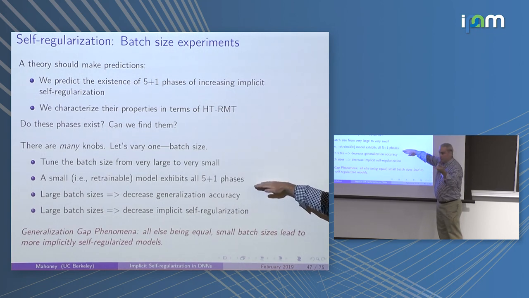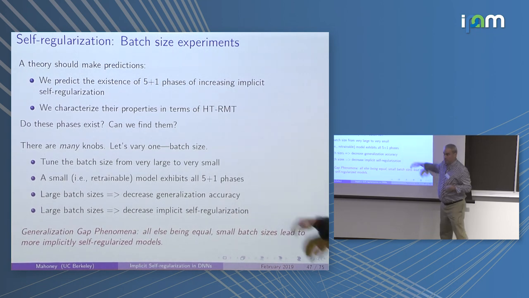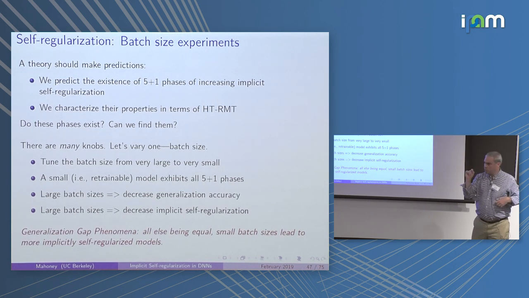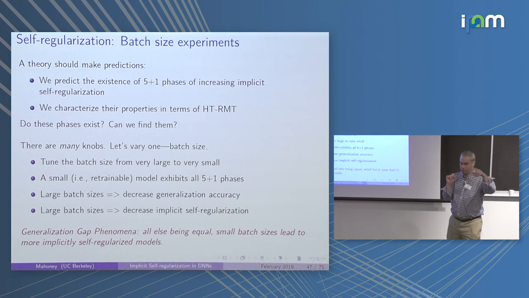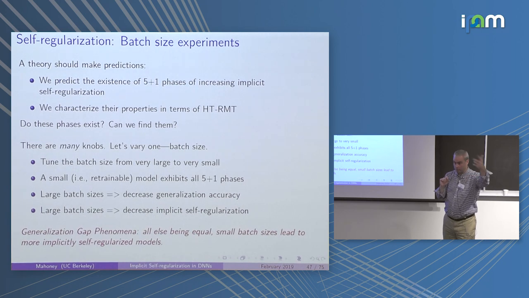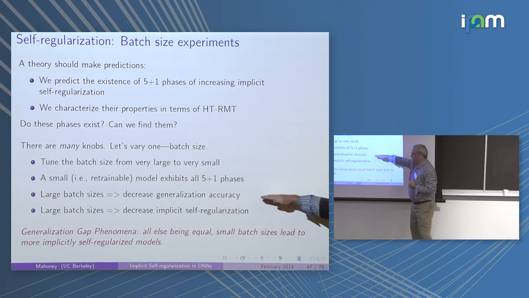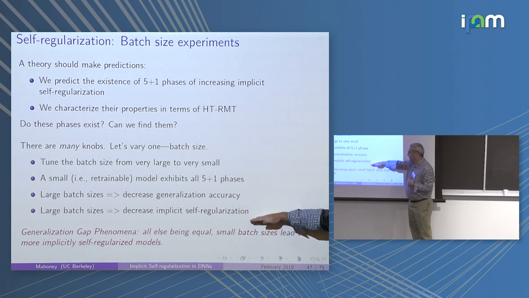Now we're actually retraining. So this is one of the only other places where we're training. And we're only going to change one knob. So if your goal is to do good prediction, we're going to be suboptimal. But if your goal is to understand something, this is a control. We're changing one knob. Large batch sizes decrease generalization accuracy, and what we'll see is that small batch sizes lead to better implicit self-regularization.